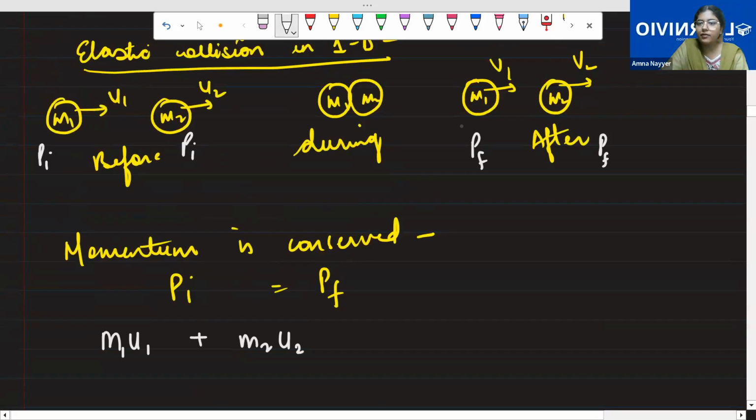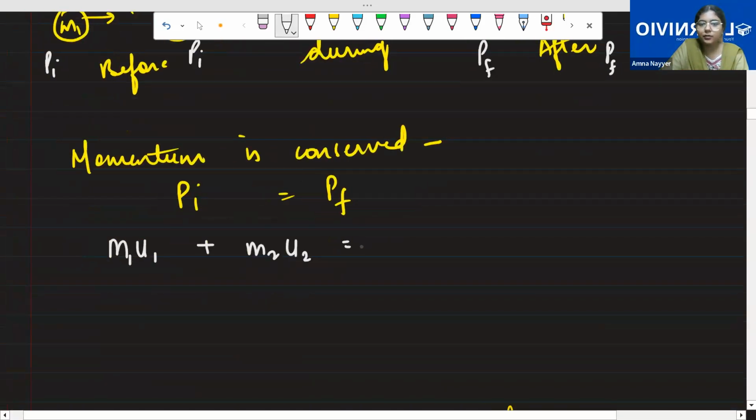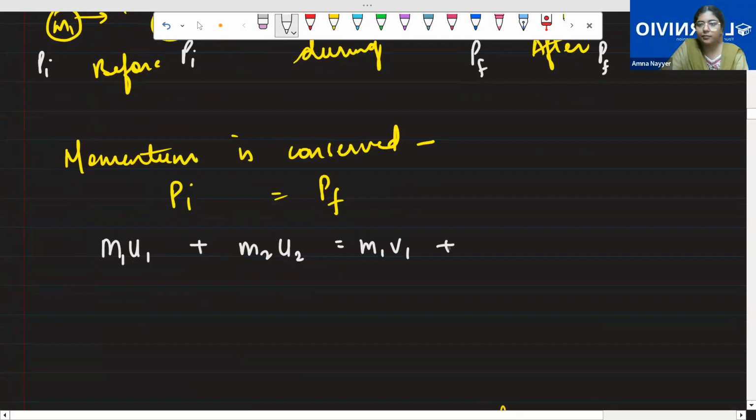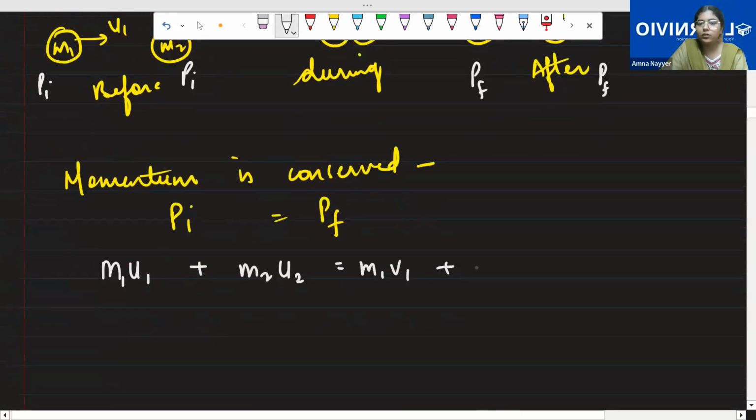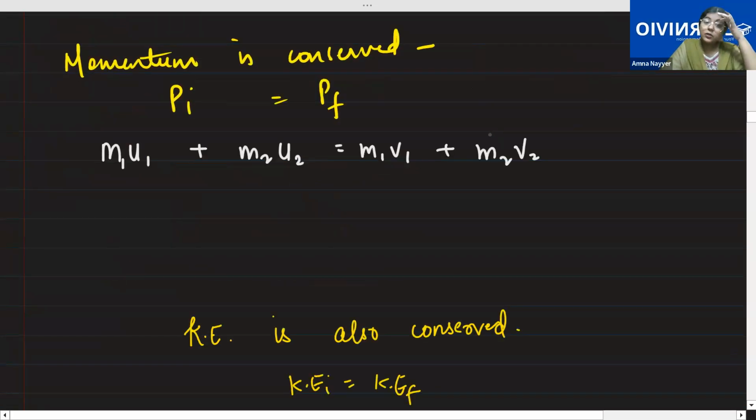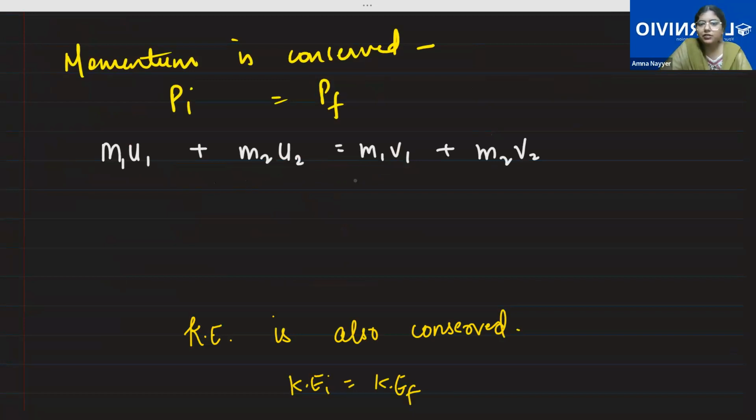So mass is m1, velocity is v1. So this will be m1 into v1 plus m2 into v2. So m1 u1 plus m2 u2 is equal to m1 v1 plus m2 v2. Let's bring one terms together, two terms let's separate. So I can say m1 u1 minus m1 v1 is equal to m2 v2 minus m2 u2.